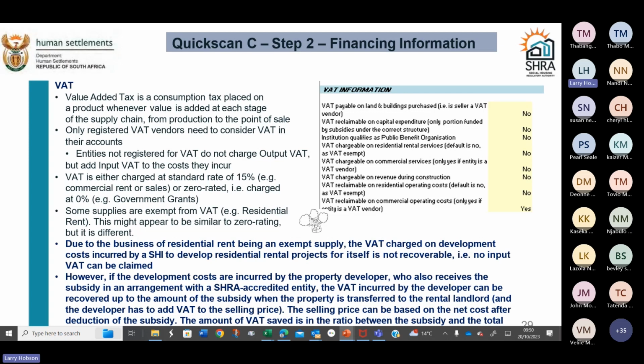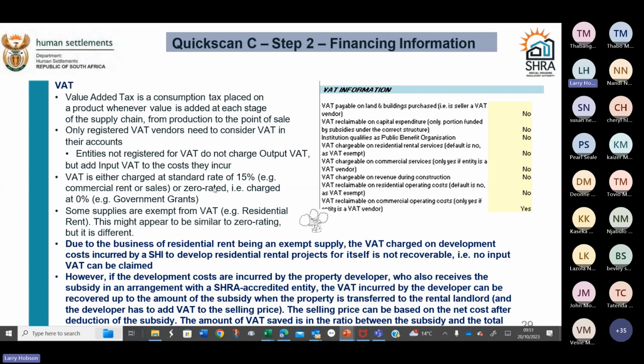Now, VAT is either charged at the standard rate of 15%, such as in our environment, commercial rent or property sales. I mean, there's transfer. You could either charge VAT or transfer duty for sales, but let's not bring transfer duty into this. Your standard rate is 15%, or you've got VAT chargeable at 0%.